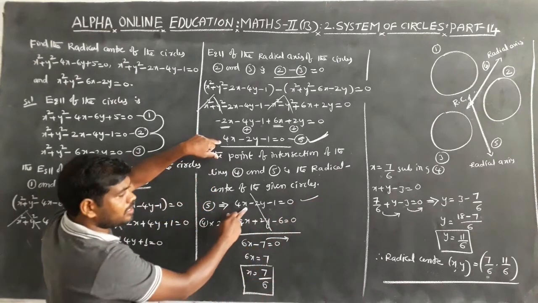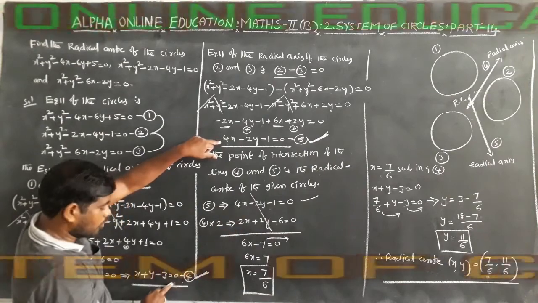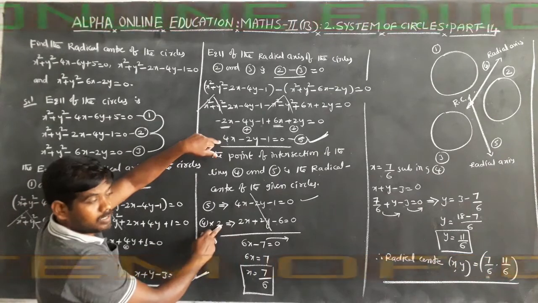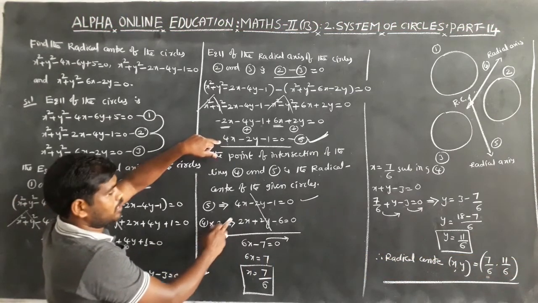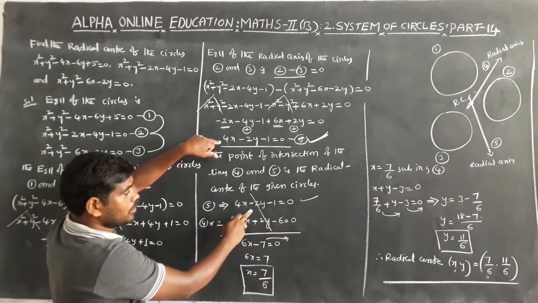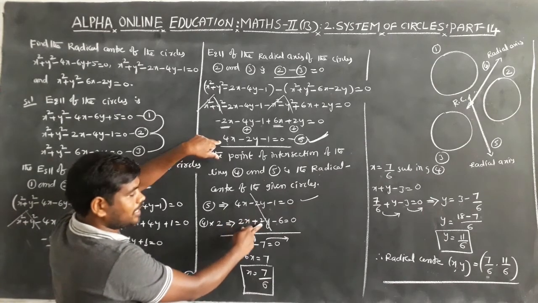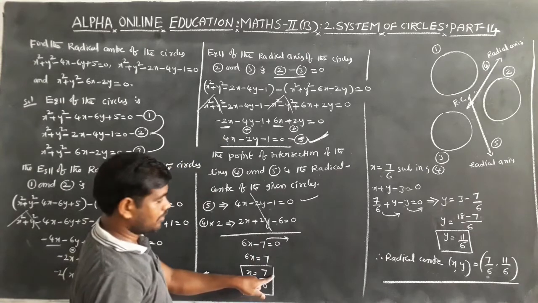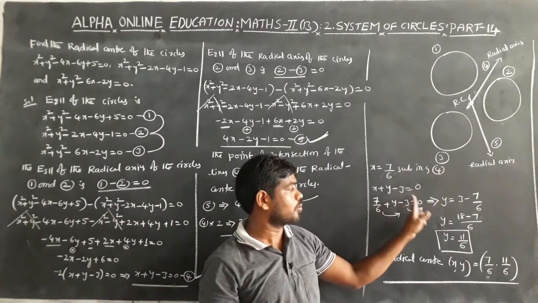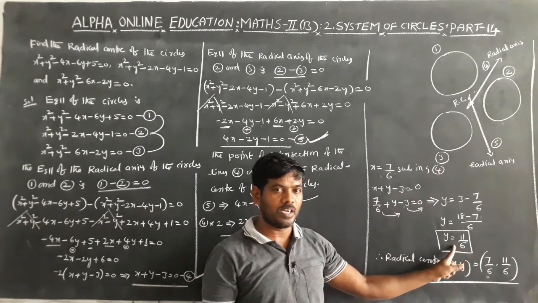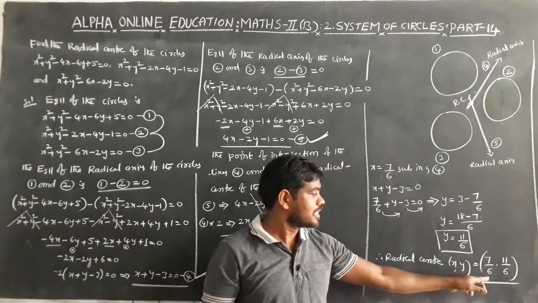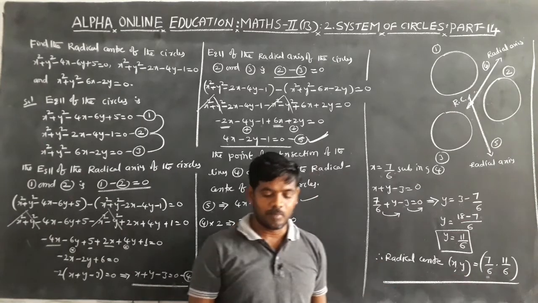Fourth equation multiply with 2 for finding the x value. Here minus 2y and plus 2y get cancelled. x is equal to 7 by 6. Substitute in equation number 4 and find the value of y. Here the radical center of the circle is 7 by 6 comma 11 by 6.